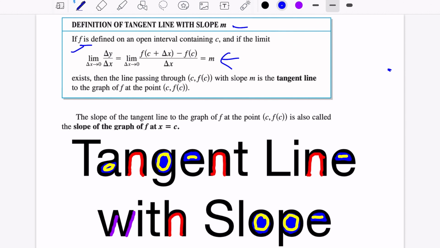So if f is defined on an open interval containing c, and if the limit as the change in x goes to 0 of the change in y over the change in x is equal to the limit as delta x goes to 0 of f of c plus delta x minus f of c, all over delta x, is equal to m. So that's the definition.